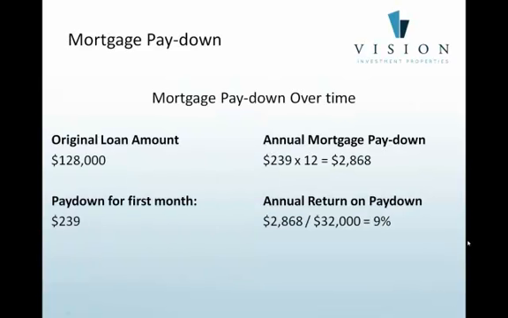So the second profit center that we'll look at in real estate is the mortgage pay down. With an original loan of $128,000, with the mortgage that we assumed, you're paying off $239 a month. So times 12 months, that's about $2,868 that you're paying off each year. That's equity for you. When you look at that amount divided by your investment, which is your down payment, $32,000, that represents a 9% annual return for the investor. That's a very decent return.